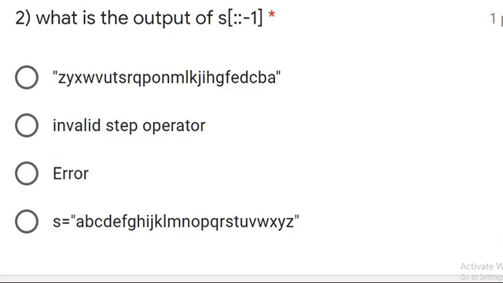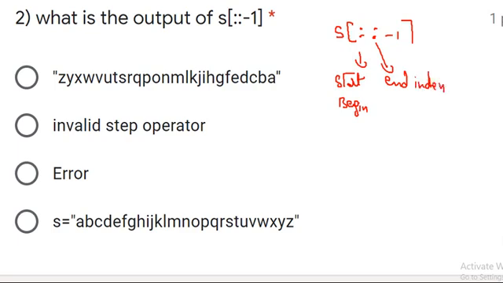Our next question is, what is the output of S colon colon minus 1? In this, there is an interesting fact. He has not given any start index, or you can call it a begin index. He has not given any end index. So there is no start index and no end index, but he has given the step value. What is the step value? The step value is minus 1.